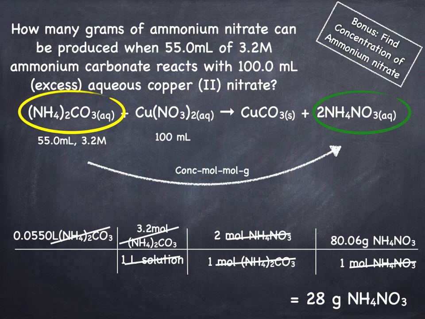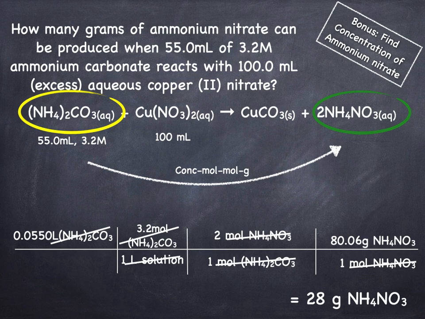Okay, so how would we go about sorting that out? Well, we know how many grams of ammonium nitrate we have, and we can use the molar mass that we had calculated to figure out how many moles that is. By the way, if you stop the calculation after the second step, you don't do the 80.06 grams, you can just do a quick calculation. 0.0550 times 3.2 times 2 will give you the number of moles of ammonium nitrate.